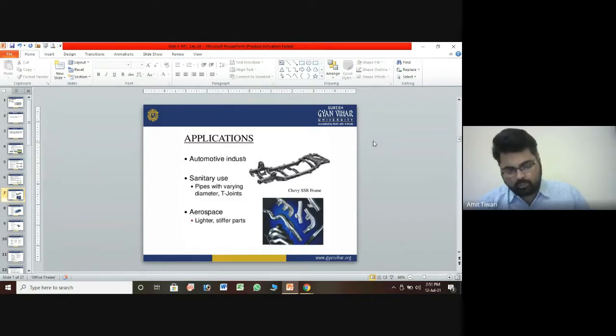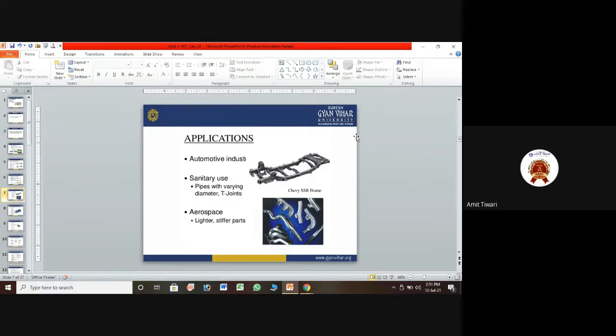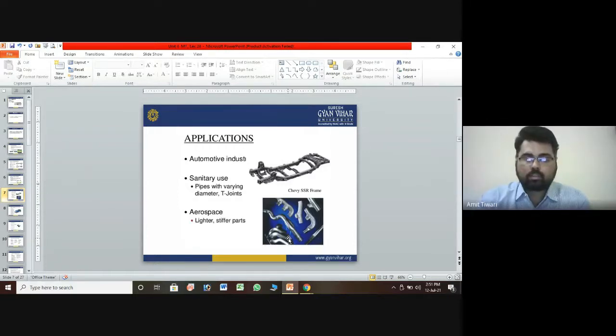hydroforming technique. This type of material you see here is designed basically by tube hydroforming techniques. Because you know now the design is for this, if you want to make a cylindrical exhaust pipe, you can see this is the exhaust pipe of the engine.